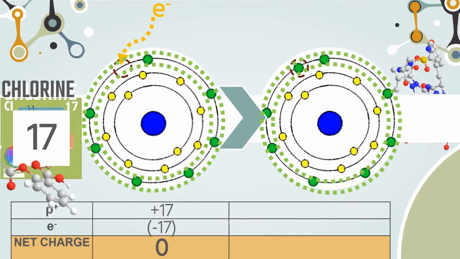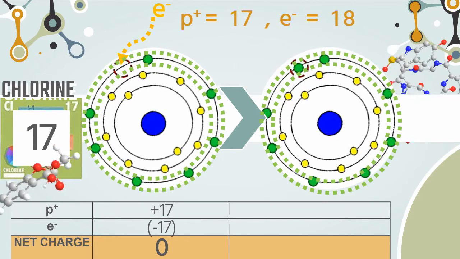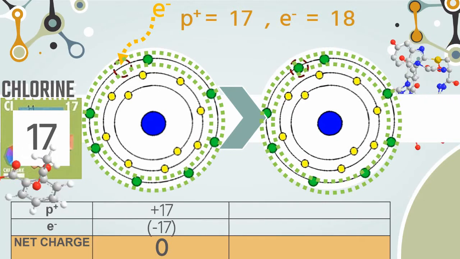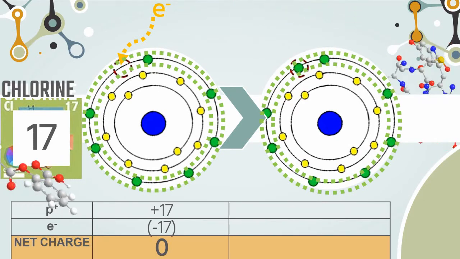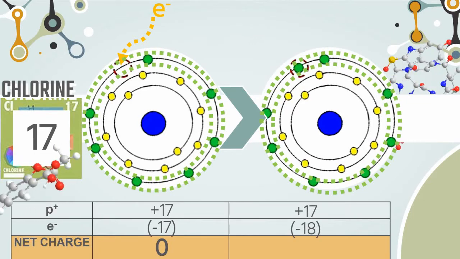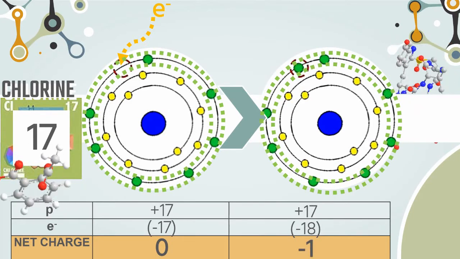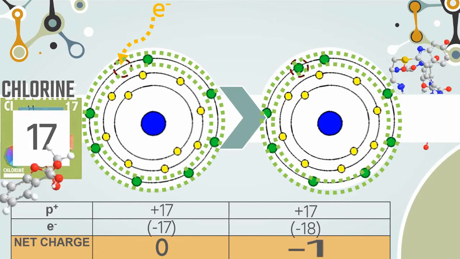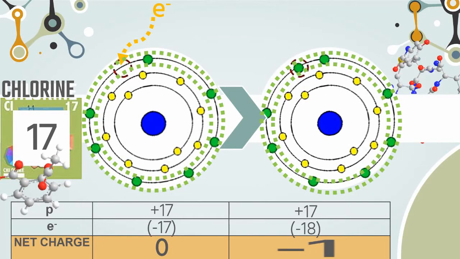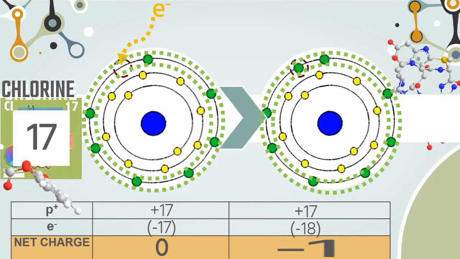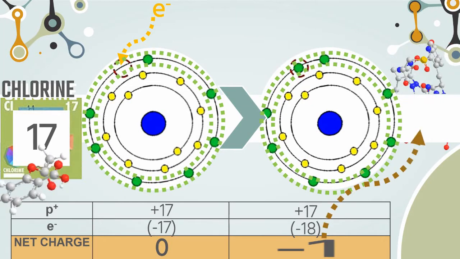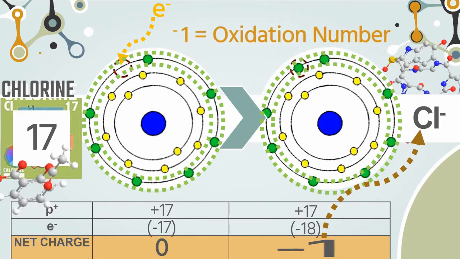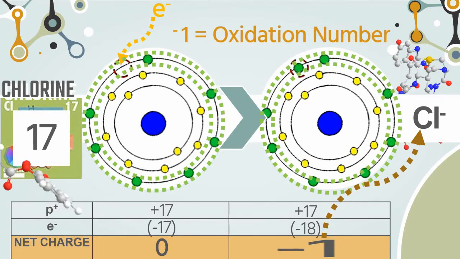Now, protons remain 17, but the electrons become 18. Positive 17 plus negative 18 equals negative 1 net charge. Chlorine produces a negative charge, therefore chlorine is an anion. The chemical formula will be Cl negative, and its oxidation number is negative 1.